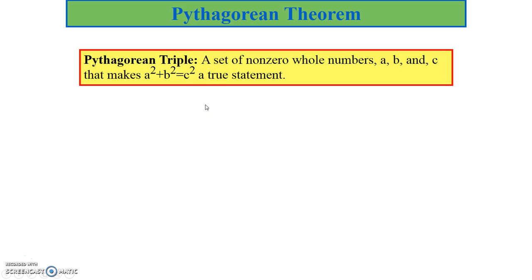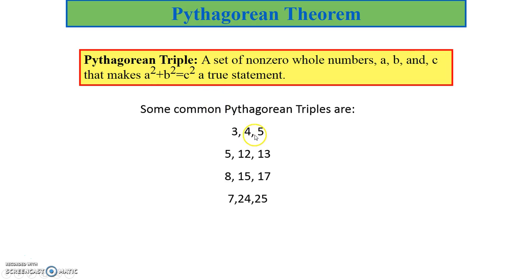Pythagorean triple. This is a set of non-zero whole numbers. Whole numbers is the key. A, b, and c that make a squared plus b squared equals c squared true. So here are some common Pythagorean triples.